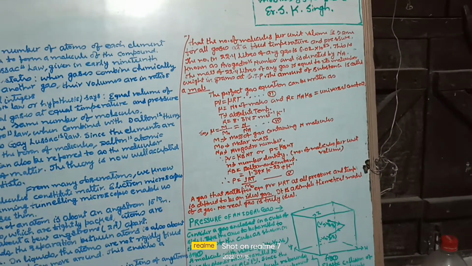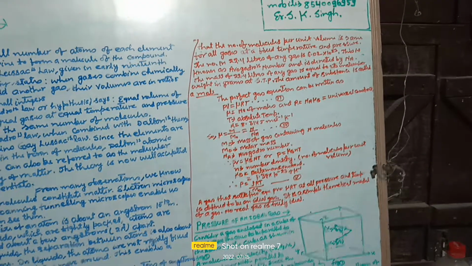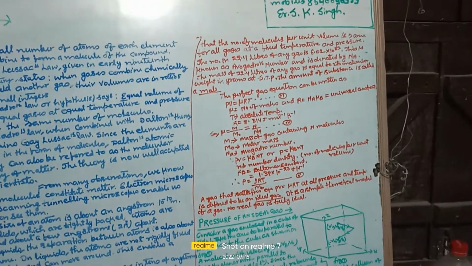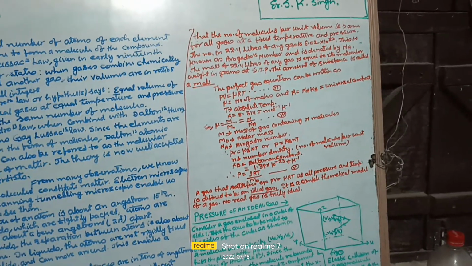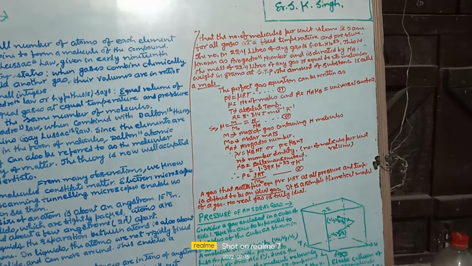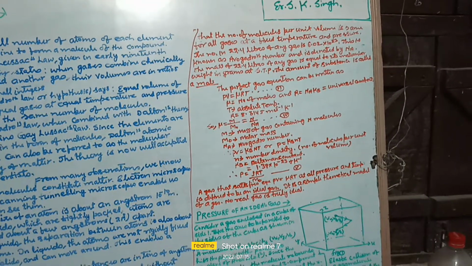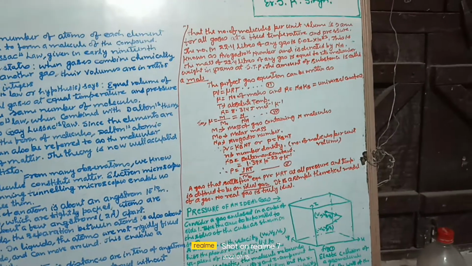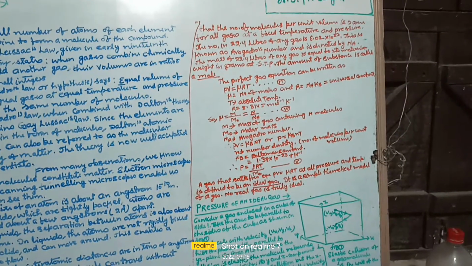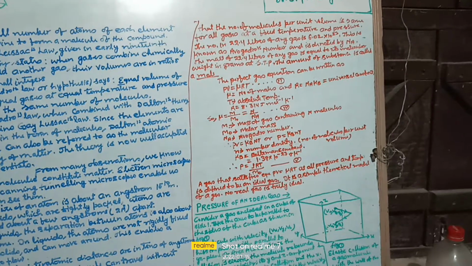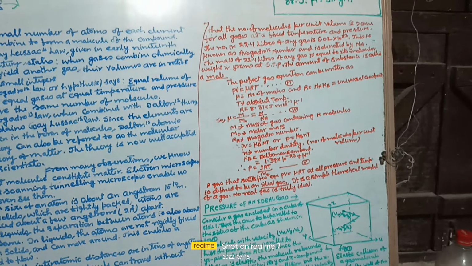The mass of 22.4 liters of any gas is equal to its molecular weight in grams at STP, and this amount of substance is called a mole. The perfect gas equation can be written as PV equals mu RT, where mu is the number of moles and R equals NA kB, a universal constant, T is the absolute temperature, and R equals 8.314 joule per mole per Kelvin. So mu equals M by M naught, equals N by NA.